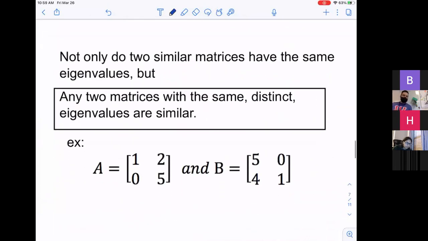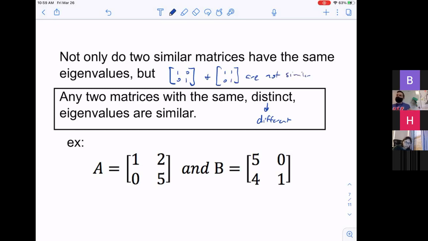Okay, not only do they have the same eigenvalues, but that's one way to identify if you're looking at similar matrices: if they have the same distinct eigenvalues, they are similar. Distinct meaning different. They can't be repeated eigenvalues. So, for example, 1, 0, 0, 1, the identity, and 1, 1, 0, 1 are not similar.